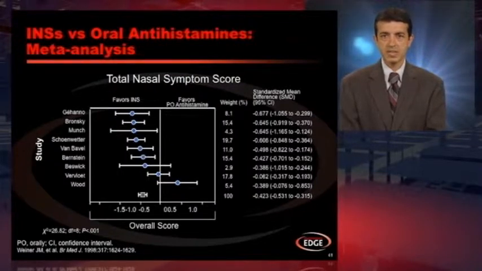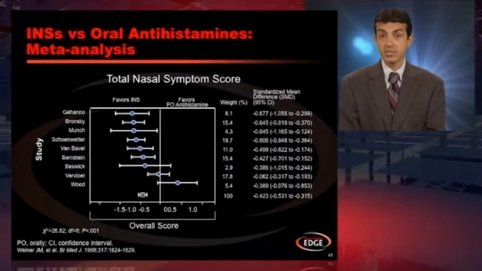This meta-analysis looked exactly at that, the intranasal steroids versus the oral antihistamines. The studies are listed on the left. The outcome measure was total nasal symptom scores, and then you see the composite at the bottom in the grayish color, and you see that it's on the left side, not crossing zero, and therefore favoring the intranasal steroid.